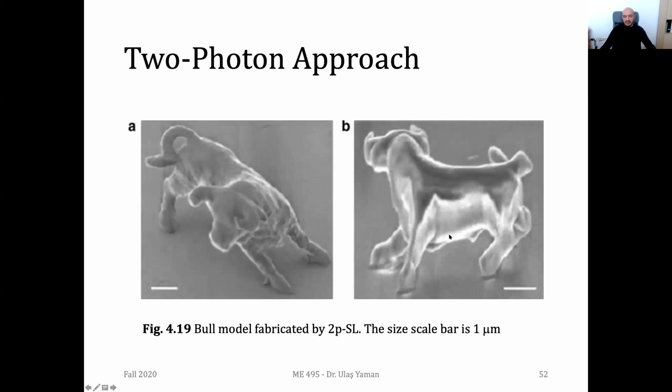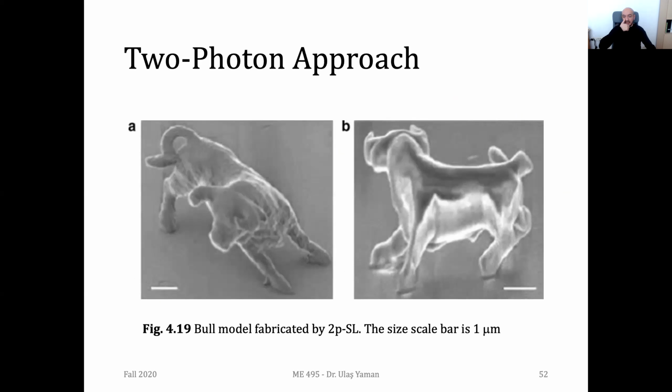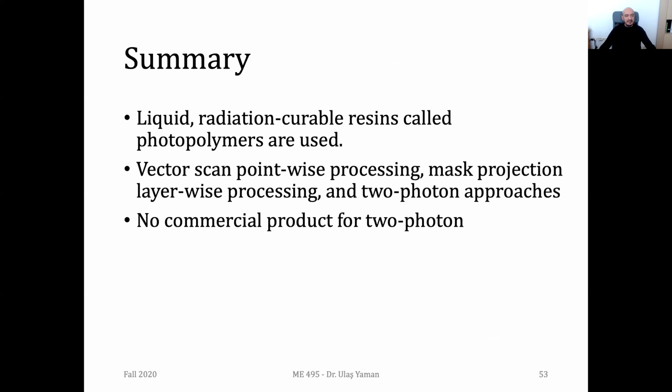This is another example. This scale bar is 1 micrometer, so you may assume that this dog has a size of actually around 5 micrometers. It's even difficult to see with your eyes. That's actually the end of this chapter, the end of polymerization processes, photopolymerization processes. Any questions, guys, about all these SLA, DLP, and two-photon processes?